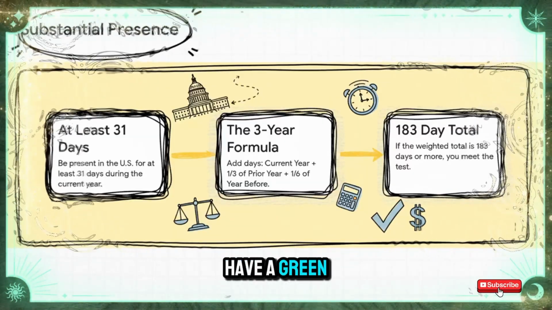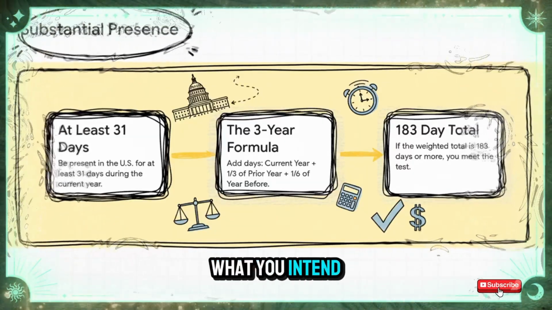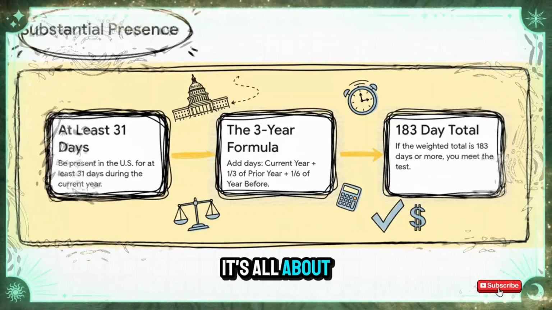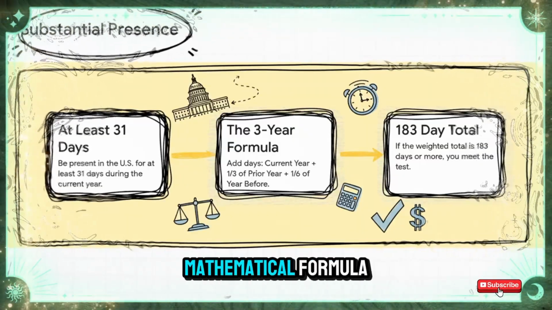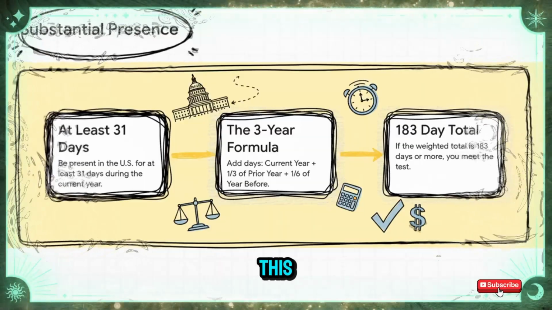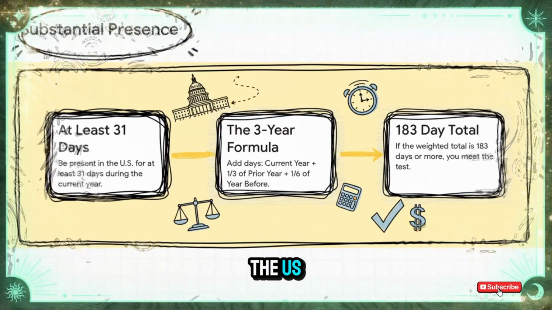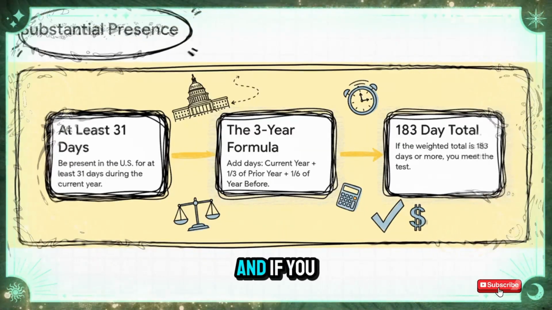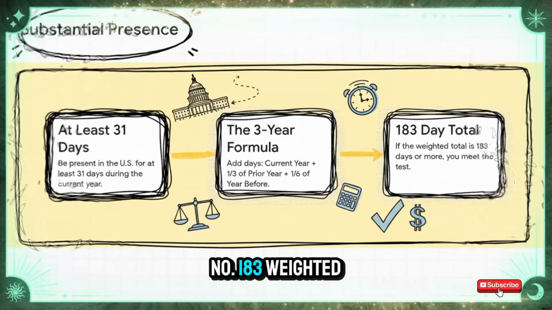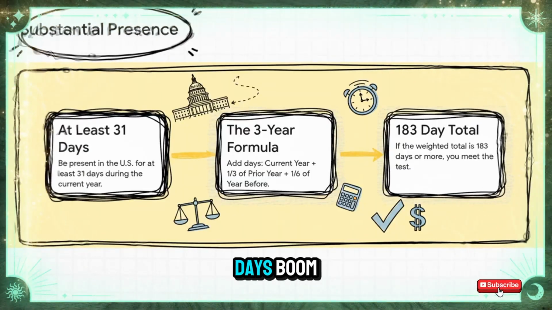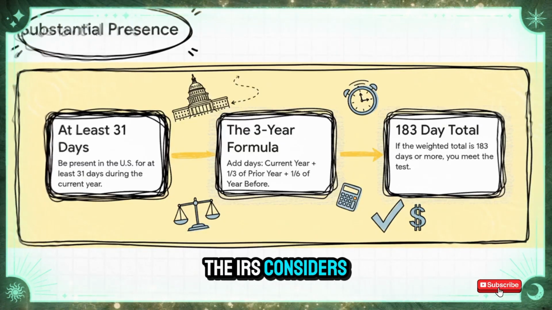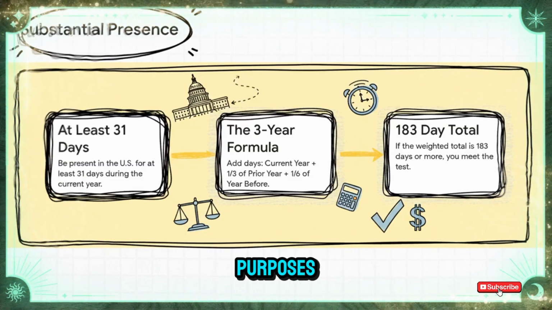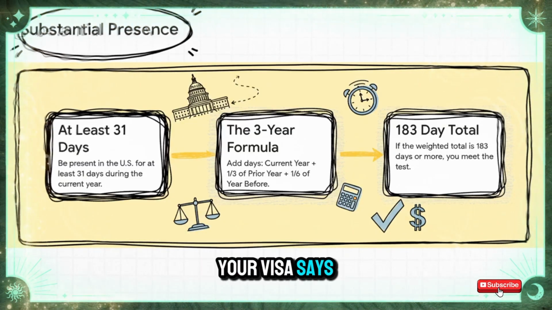If you don't have a green card, it's not about what you intend to do. It's all about a very specific mathematical formula. They actually use this weighted average of your time in the US over the last 3 years. And if you hit that magic number, 183 weighted days, boom, the IRS considers you a US resident for tax purposes. Doesn't matter what your visa says.